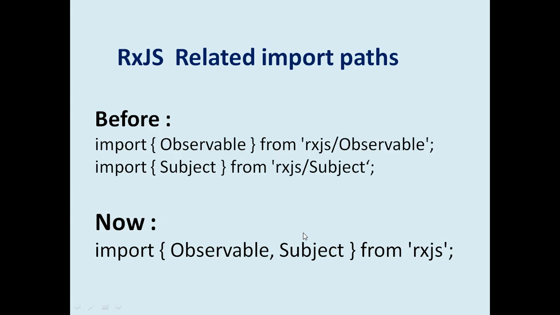Now, RxJS related import paths. Before, we used it like this. For observable, we have one import statement. For subject, we have another import statement. Now in Angular 6, we can use a single statement like this. So all imports from RxJS, like observable or subject, become imports from one place, rxjs.